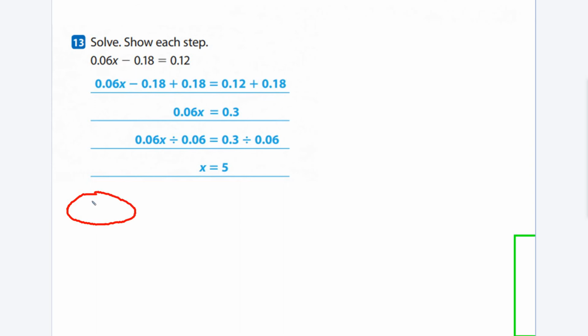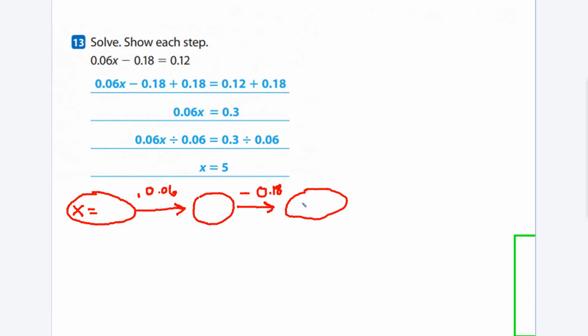Let's do this as a flow chart, just real quick. We're looking for x, so x equals what happens to x first: times 0.06 or 600ths, and then minus 0.18 or 1800ths, and output is 1200ths. Okay, and then to solve this, you backtrack. You can see you're going to add 0.18, and you get 0.3 or 0.30. I'll put 30 right now. It's going to be the same. And then you divide by 0.06, and you will get an answer of 5.